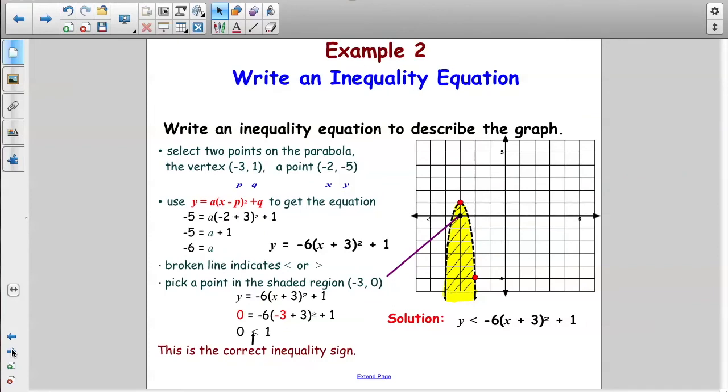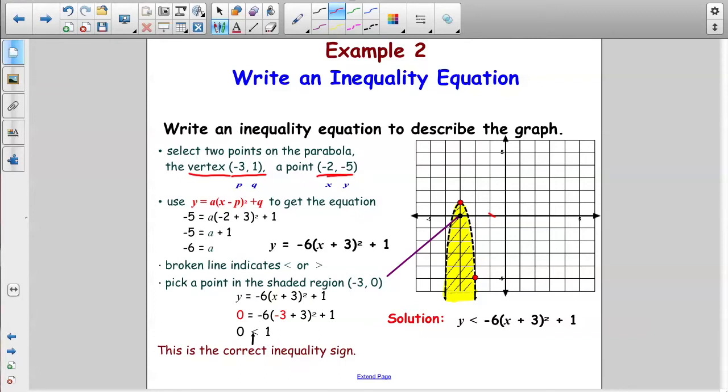Now, write an inequality from the picture. Okay, the first thing we want to do is find the vertex. Well, the vertex is the highest or lowest point. We've done that. So it's 1, 2, 3, 1. So it's negative 3, 1. So that's pretty easy. Then we have to pick a point. Well, they'll generally give you a point. So that's negative 2, negative 5.